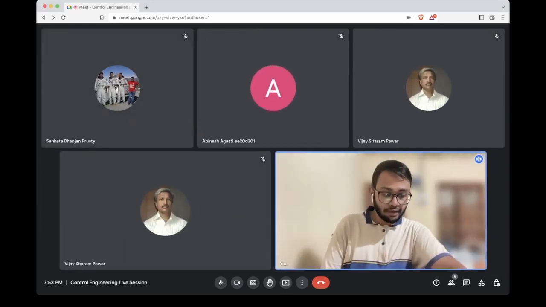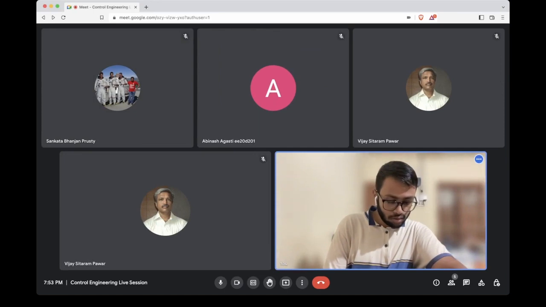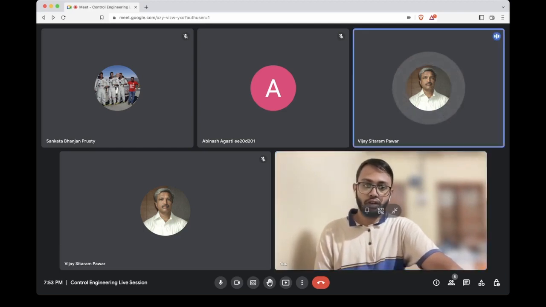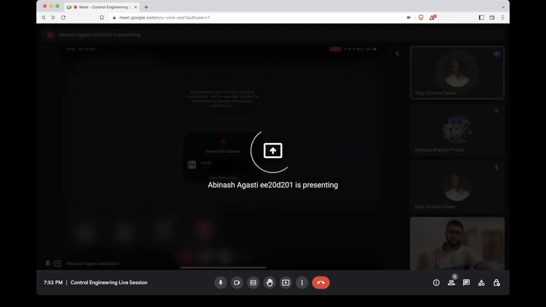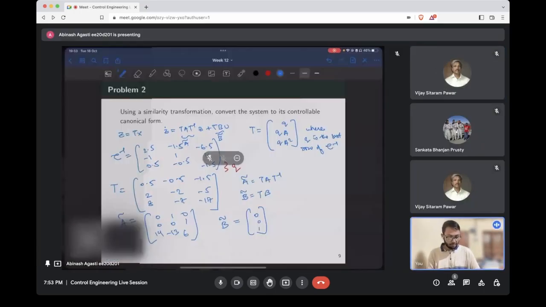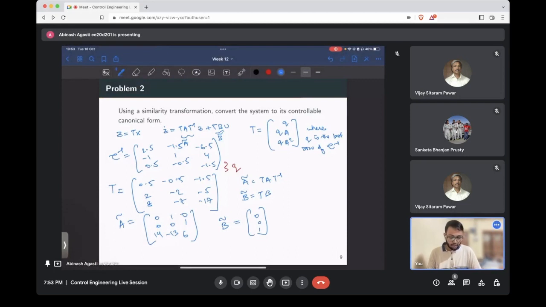So is it clear what we did till now? Okay, I'll just go over the process on the writing part. So see, we have a system of this form, okay? We want to find a transformation like this, all right? And this transformation will convert it into the canonical form.